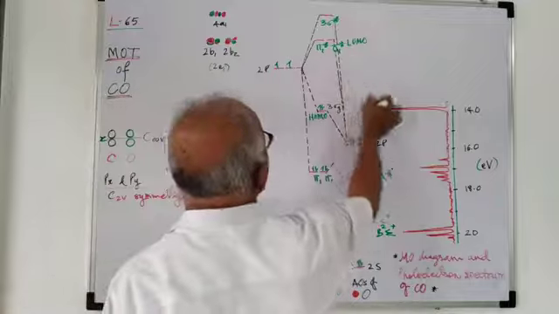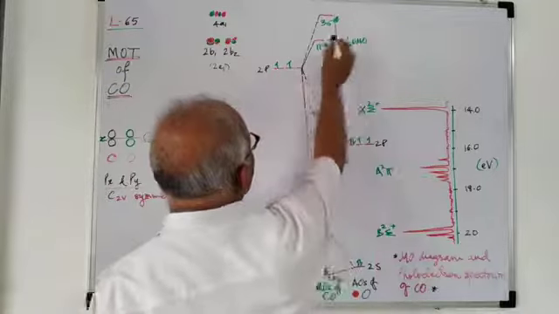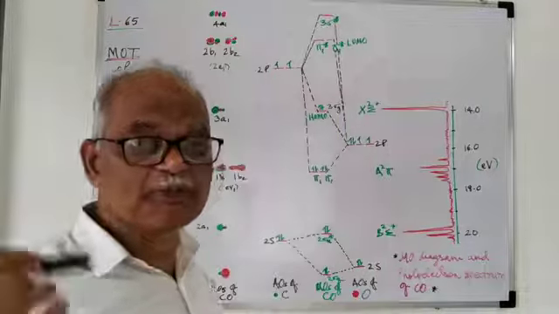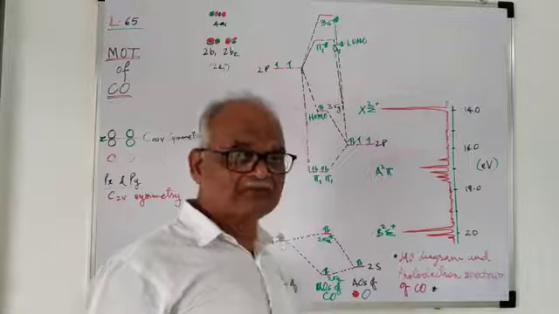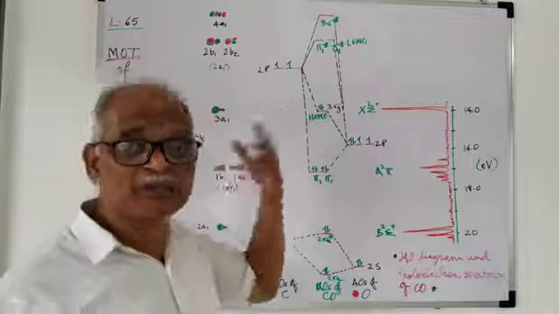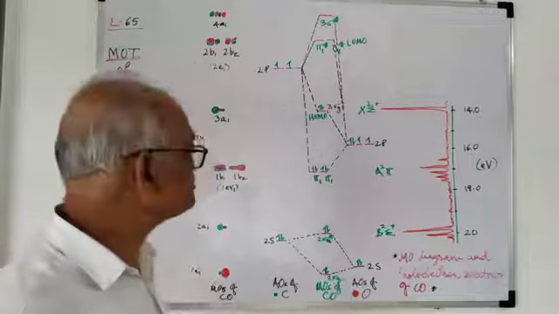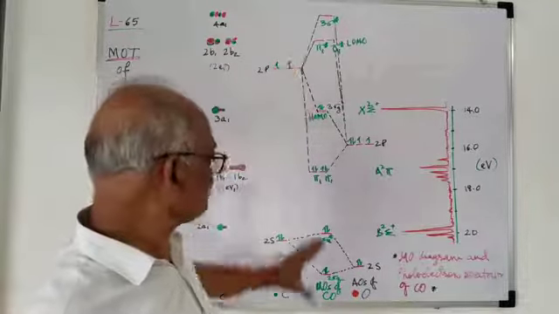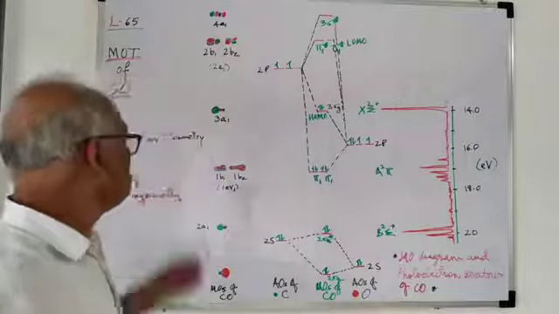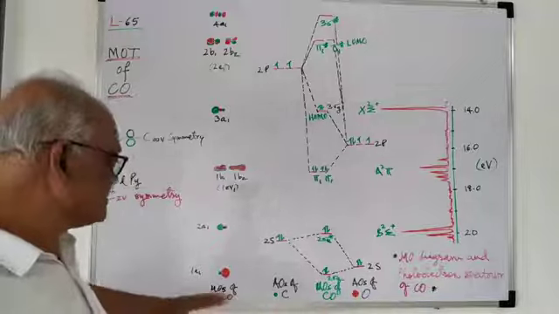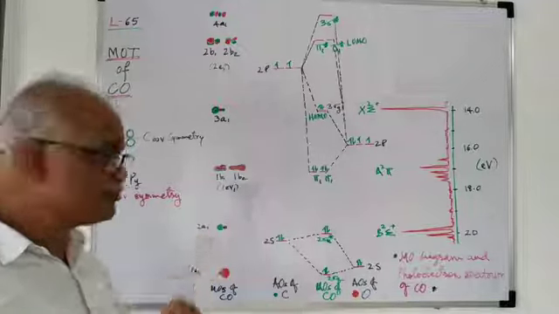Then pz of this and pz of this undergo linear combination to produce antibonding molecular orbital 3 sigma star, or you can say 3 sigma u star, same. So this is about the formation of molecular orbitals. Now we can see here the shapes or contributions.